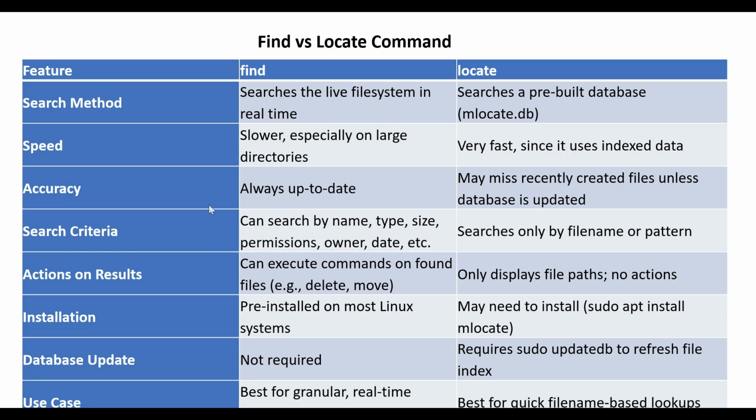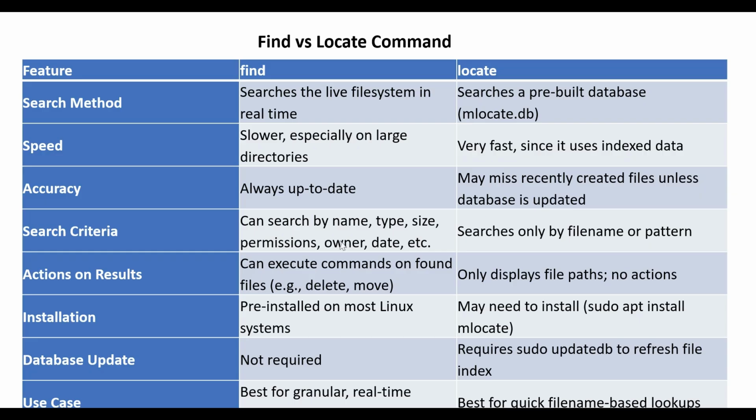And accuracy: find is always up to date, correct? Why? Because it is not using any database. Whenever you run this command, it will search inside your live Linux file system. But with locate, it may miss recently created files unless the database is updated. You know what this means, correct?